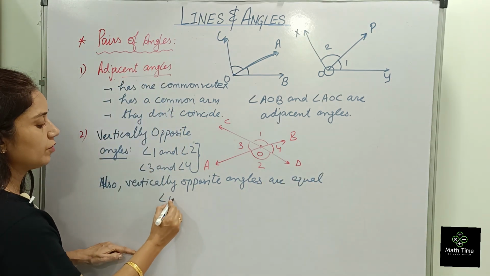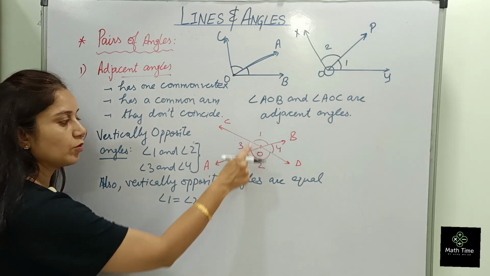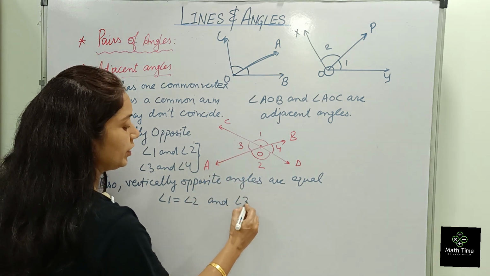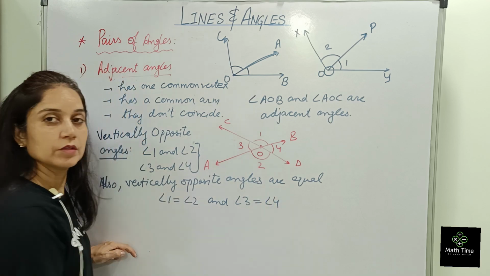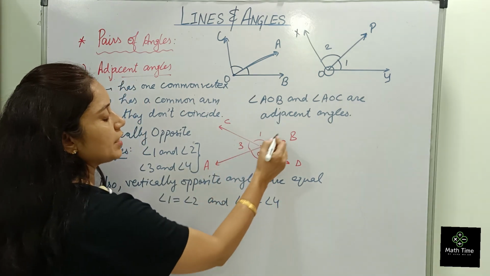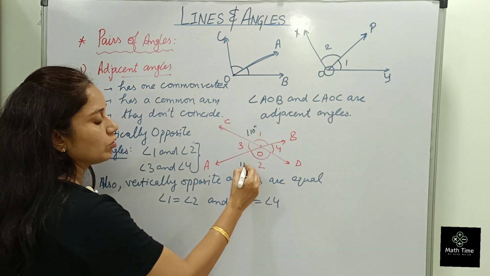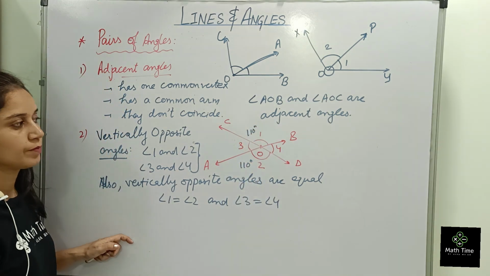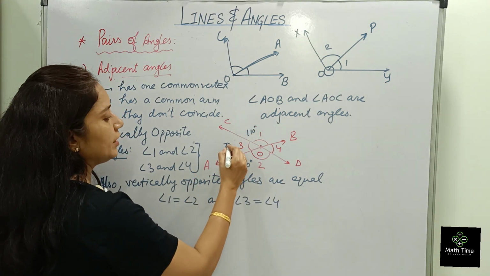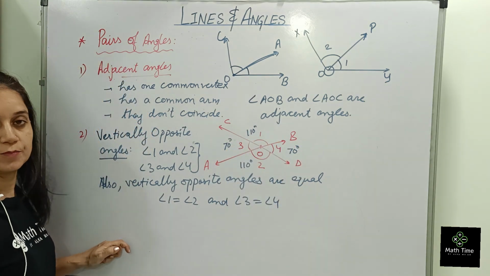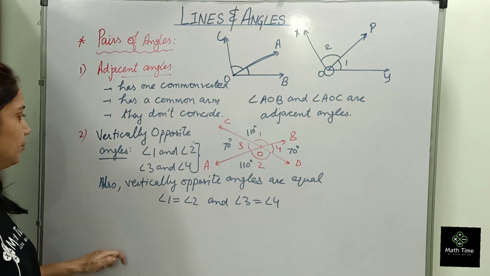That means angle 1 and angle 2, which are vertically opposite, are equal. And angle 3 equals angle 4. So suppose this angle 1 is 110 degree, then yes, angle 2 is also 110 degree. If angle 3 is 70 degree, then yes, angle 4 is also 70 degree. We can find the angles this way.